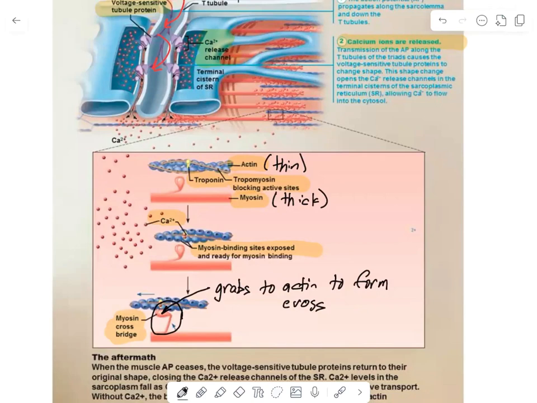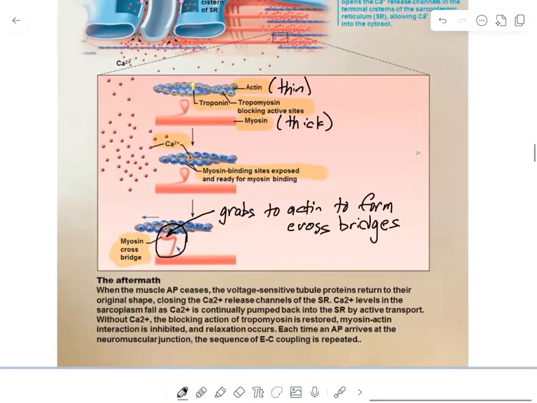But remember, it's that third video that you want to watch in the A&P Flicks section. So once the action potential ceases, the voltage sensitive tubules return to their original state. But basically, calcium levels in the sarcoplasm fall because they go back into storage in the sarcoplasmic reticulum. Therefore, without calcium, tropomyosin is restored, and there's no cross bridges that are formed. So each time an action potential arrives at the neuromuscular junction, the excitation-contraction coupling process is going to be repeated.